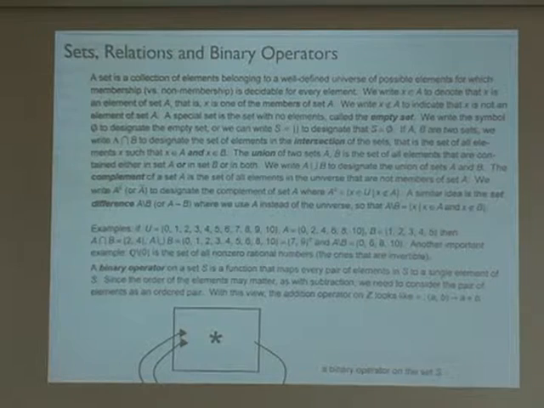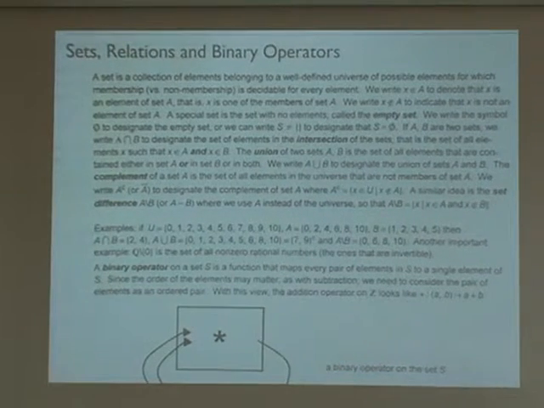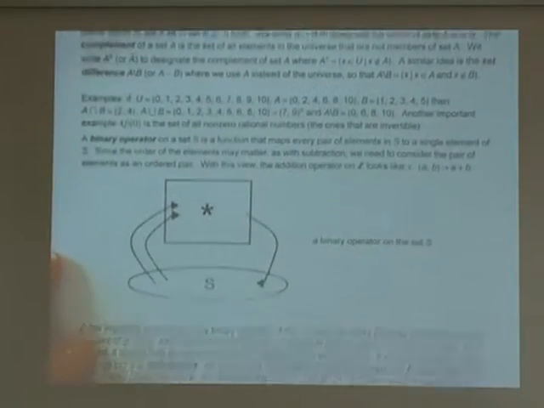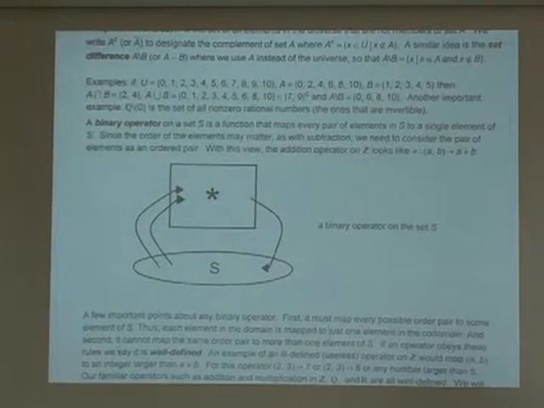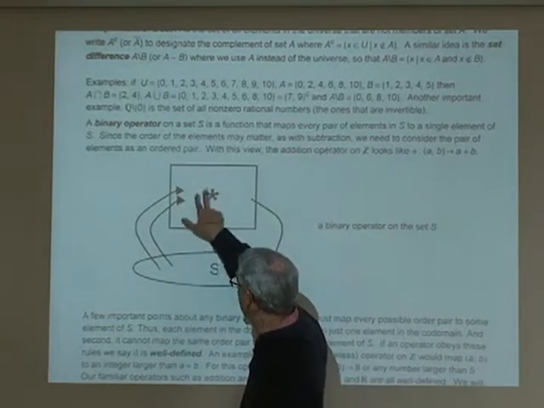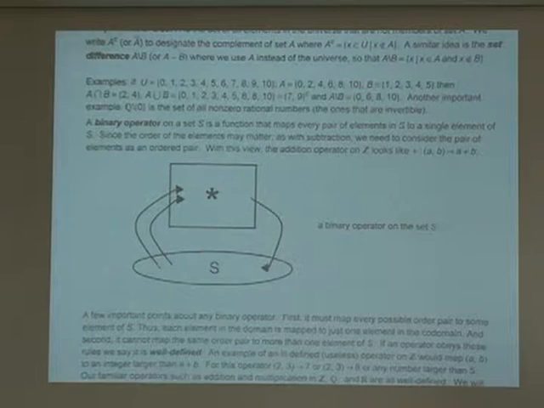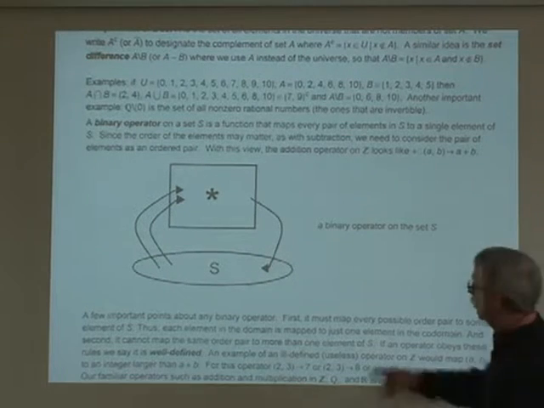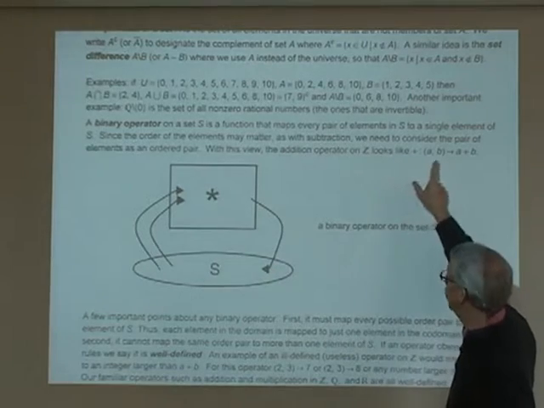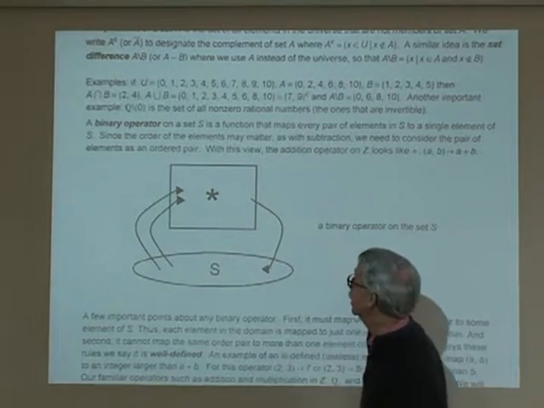We'll use it heavily as we go forward. Okay, binary operator. What's a binary operator? The picture is really nice, drawn by one of my former students. You take a set, you take two elements in the set, you combine them some way, and you get an element back in the set. That's the picture of a binary operator. It's a map from S cross S to S. Right? S cross S is a set of ordered pairs.